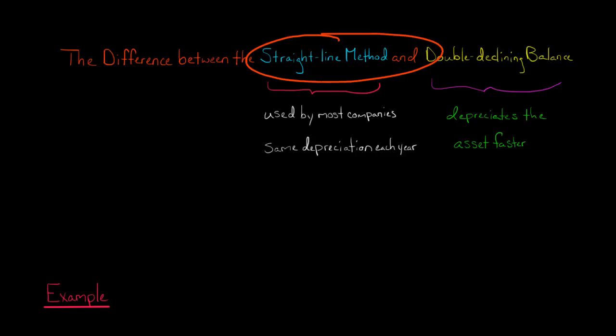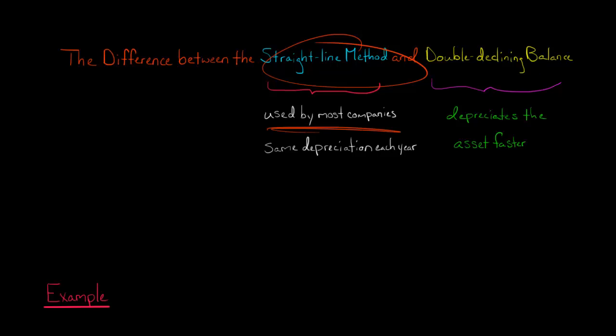The straight line method and the double declining balance method are two different ways that a company could record depreciation for its property, plant, and equipment. Now, the straight line method is the one that's used by most companies. It's easy to apply. It results in the exact same amount of depreciation being recorded for the asset each year.